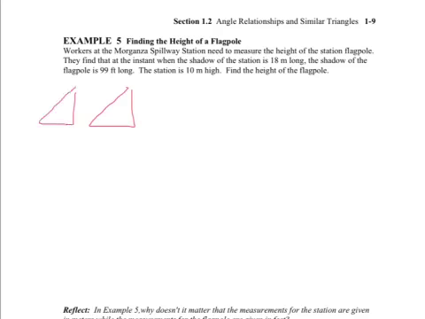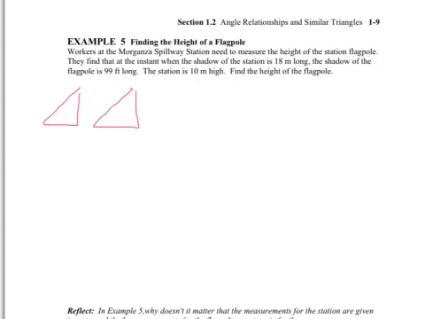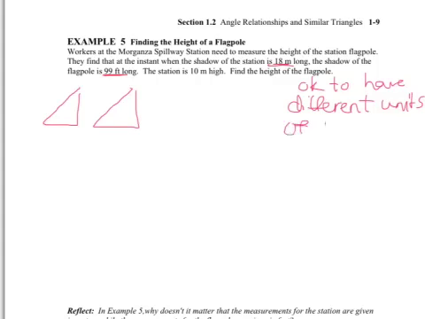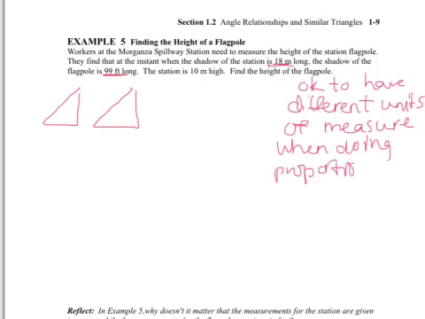Okay, so what we're looking at is we have one that's 18 meters long and we have one that's 99 feet long. I'm going to write over here for you, it's okay to have different units of measure when doing proportions. Okay? So here, even though we have meters and feet, that's still okay.